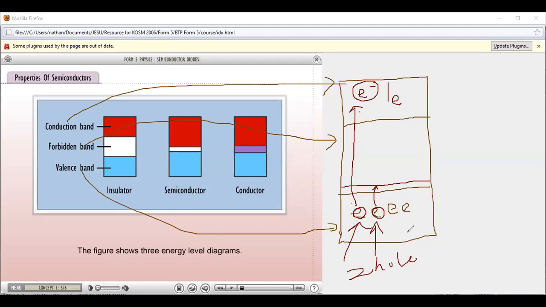So what happens when you add the trivalent atom? There's another energy level created here at the forbidden band, slightly higher here. The electron also can jump here because the gap is very small. So the trivalent atom acts as an acceptor atom. They accept the electron from the semiconductor. Because of that, you create more holes compared to free electrons. That's why we call it a p-type semiconductor.